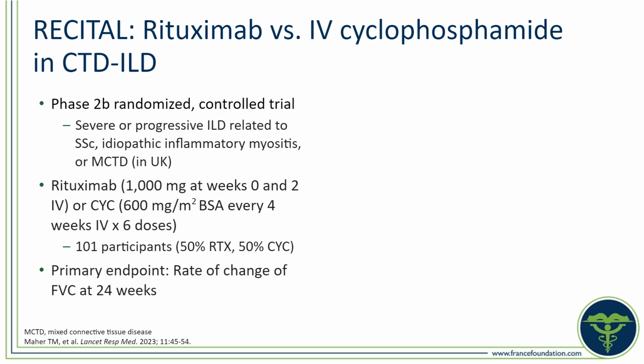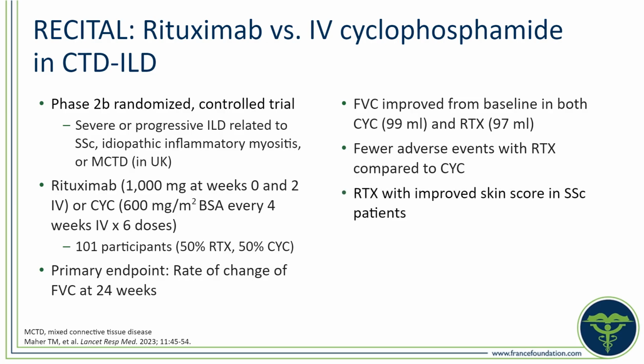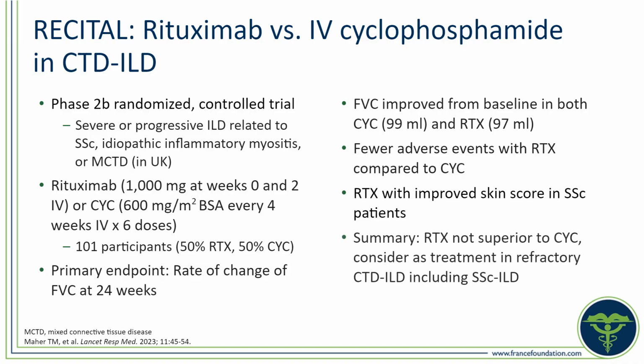What the study found is that the FVC improved from baseline in both the cyclophosphamide and rituximab groups. There were fewer adverse events with rituximab compared to cyclophosphamide. And in the rituximab group, there was improved skin score in those patients with systemic sclerosis. So what this study concluded is that rituximab is not superior to cyclophosphamide. However, it can be considered as a treatment option in refractory SARD ILD, including systemic sclerosis ILD.